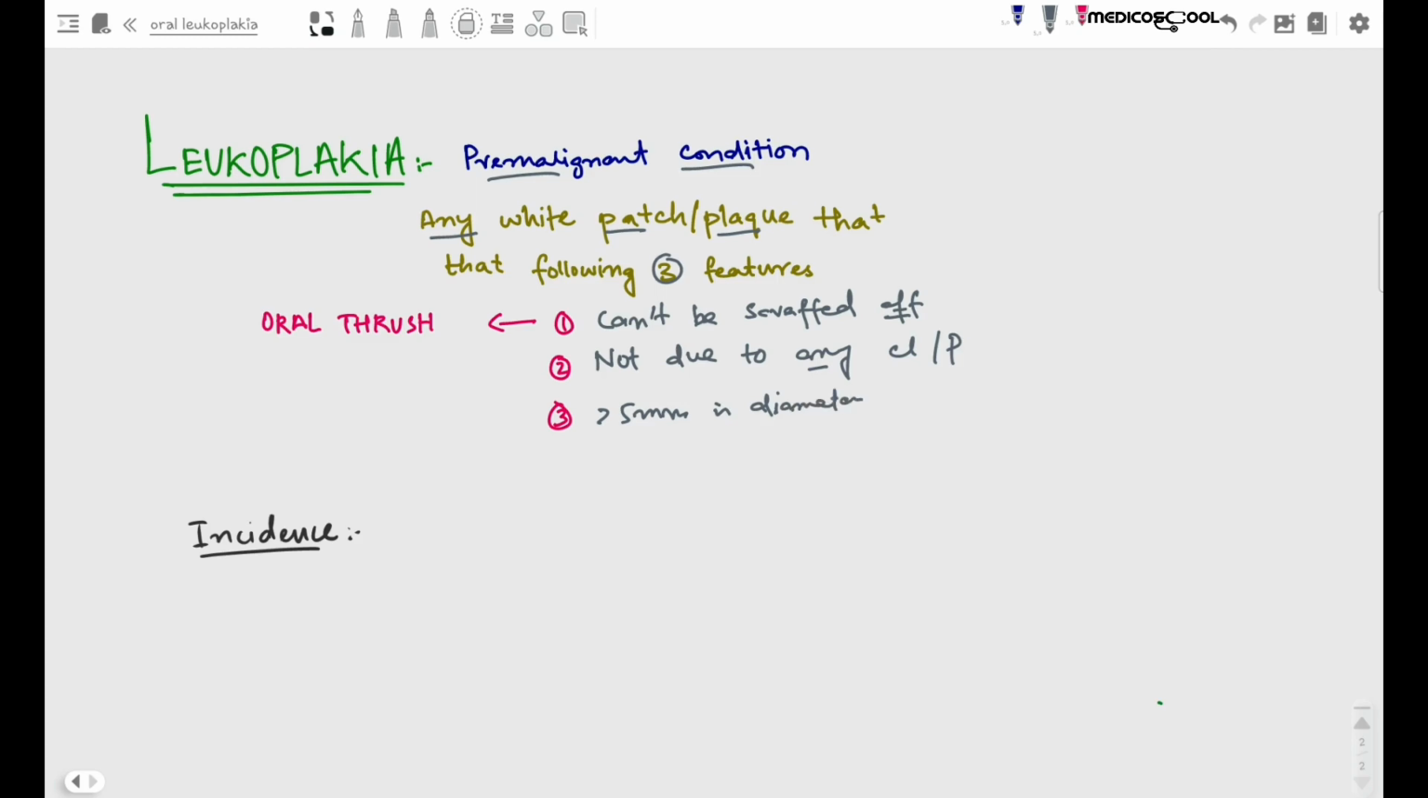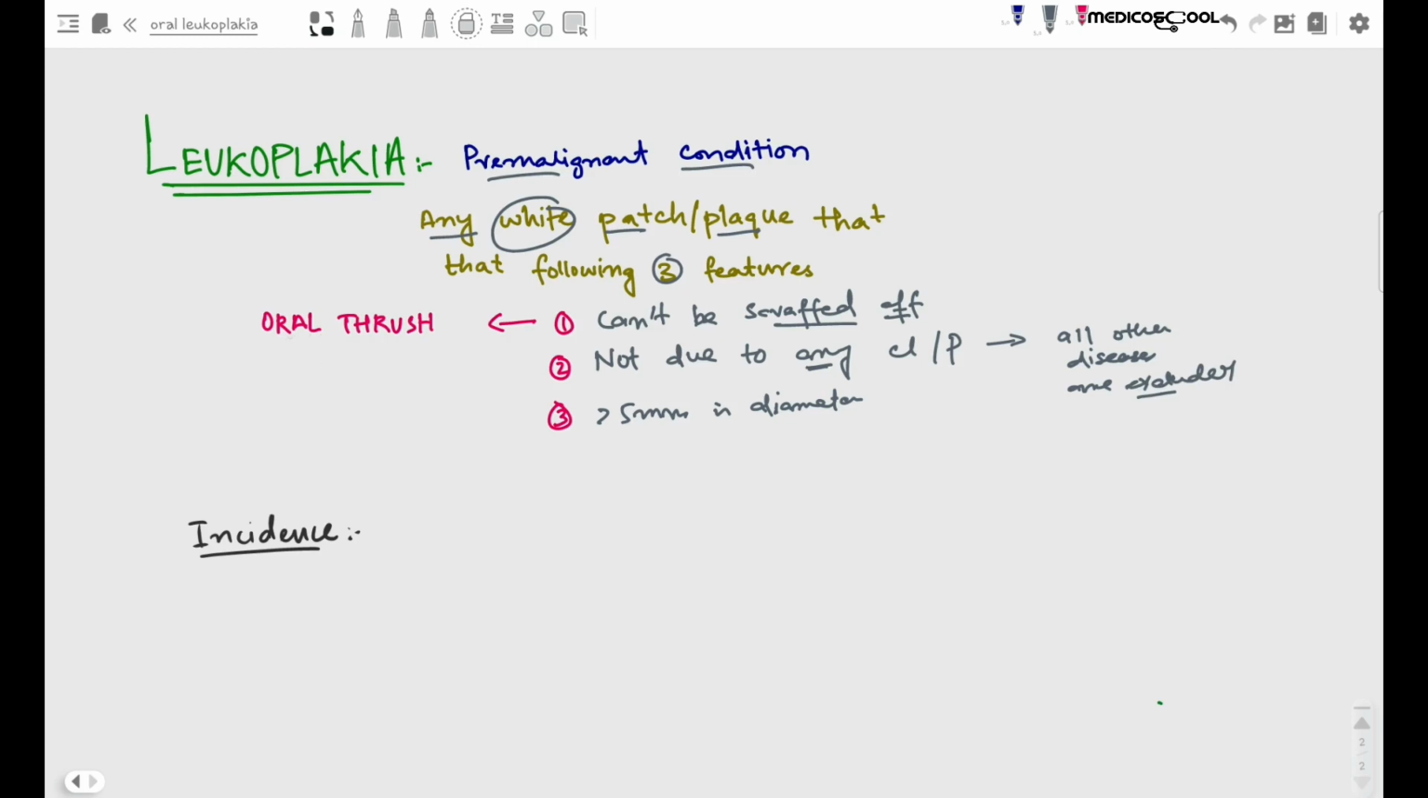When these three characteristics are present, then this can be diagnosed as leukoplakia. The first one, it cannot be scraped off. The second one, it is not due to any other clinical or pathological reasons, i.e. all other diseases are excluded. And the third one, that the size of this lesion must be greater than 5 millimeter. Then this can be diagnosed as leukoplakia.